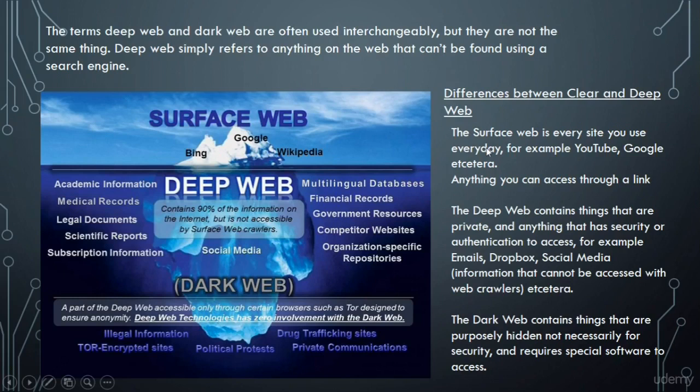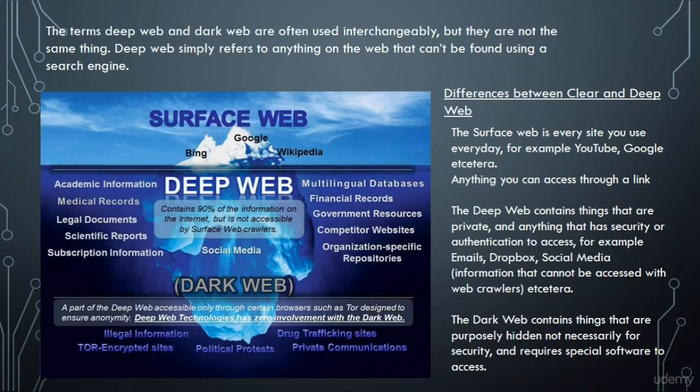The surface web is every website that you use on a daily basis. For example, you can be using YouTube, Google, etc. These are basically sites that can be accessed through a link. For example, if I search the name of a video on Google, the YouTube video will actually show up right there, and that means that it can be indexed through a search engine or accessed through web crawlers.